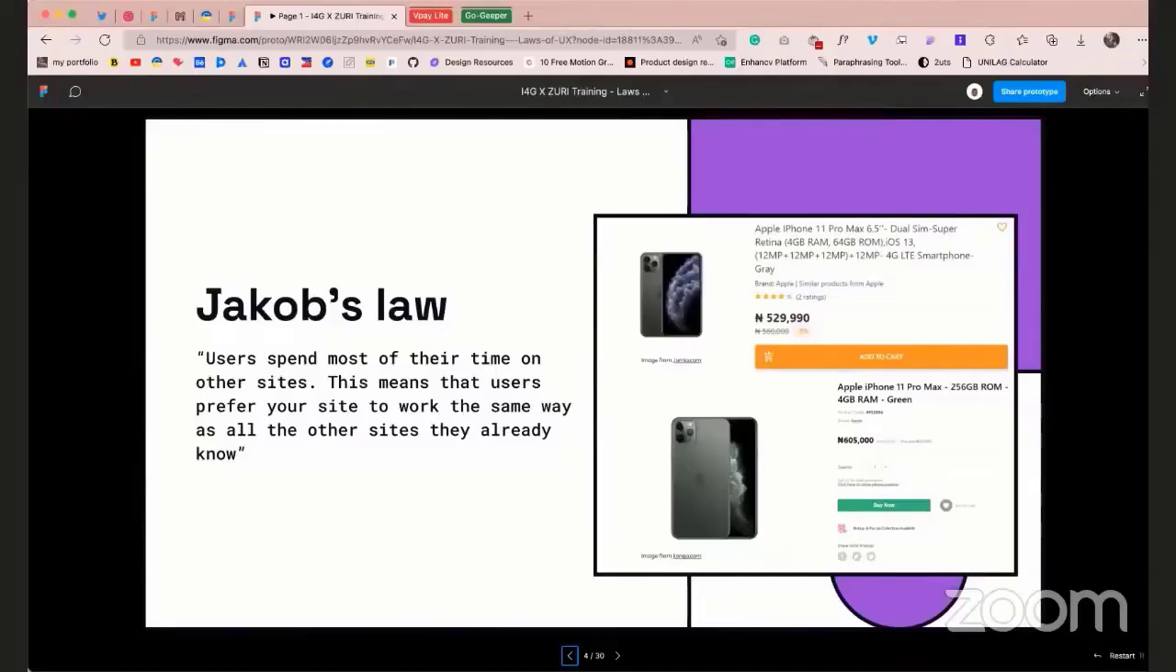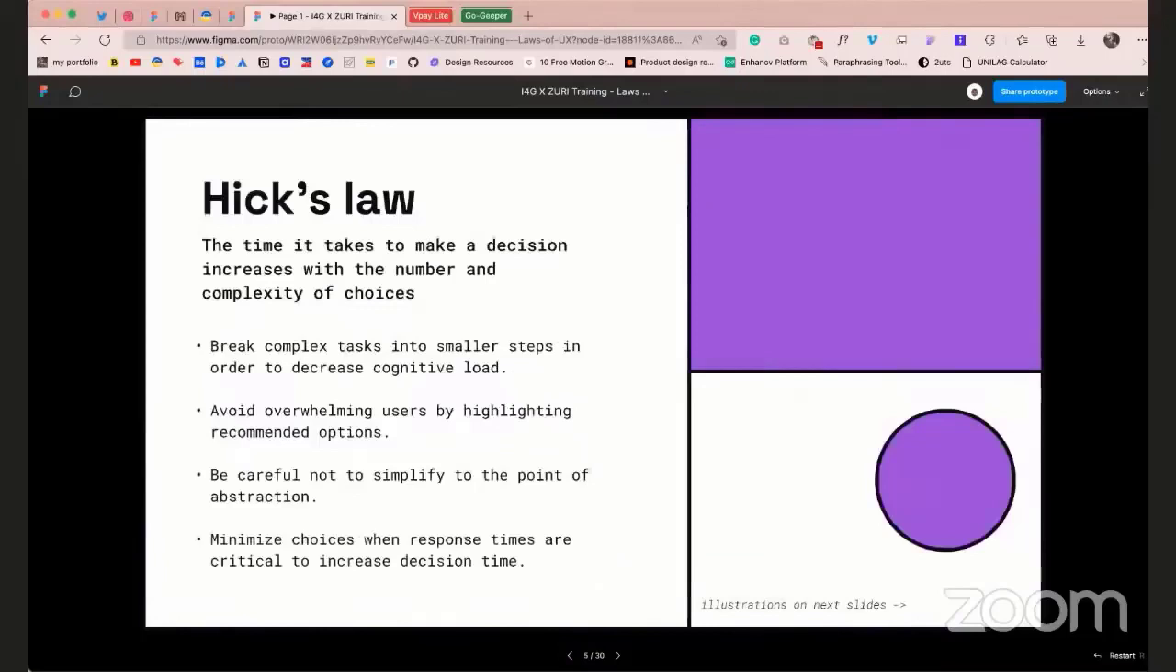In this picture here, you can notice how both products have similar patterns. They have detailed descriptions, they have the price, they have discounts, they have purchase option, and they have a save for later option. They basically look the same. So me going from Jumia to Konga, it is the same thing. I don't have to now learn how Konga works or learn how Jumia works, because they are all designed similarly. So the next law is Hicks' law.